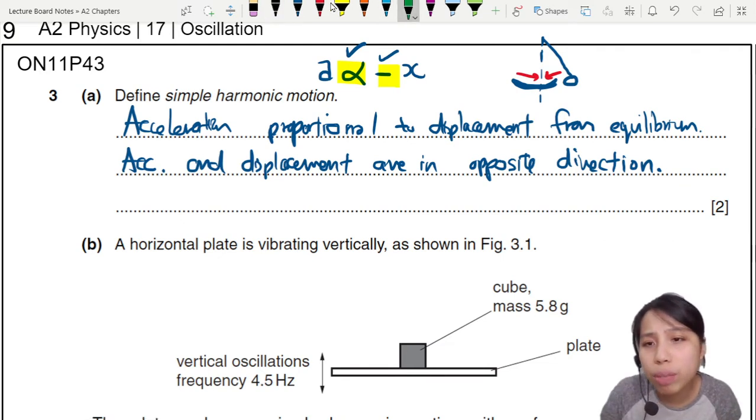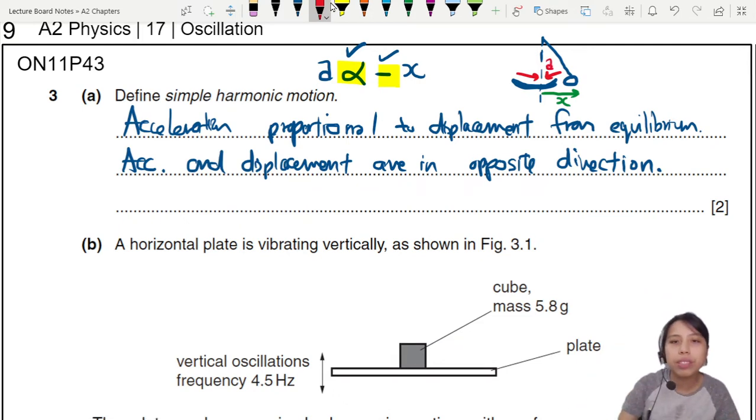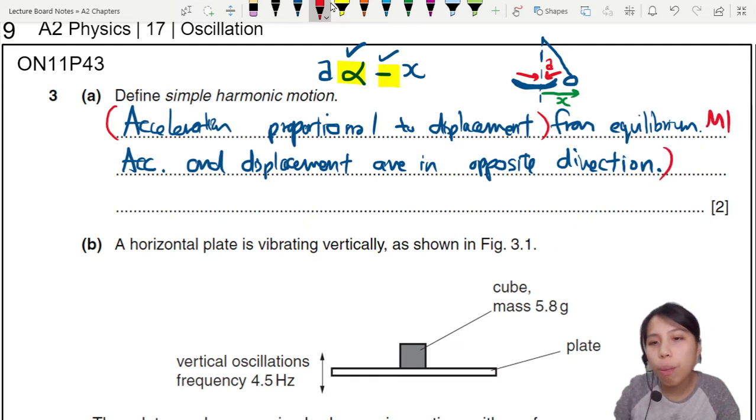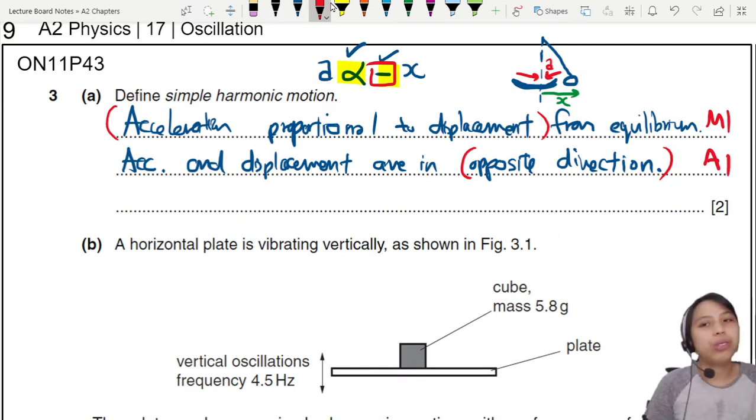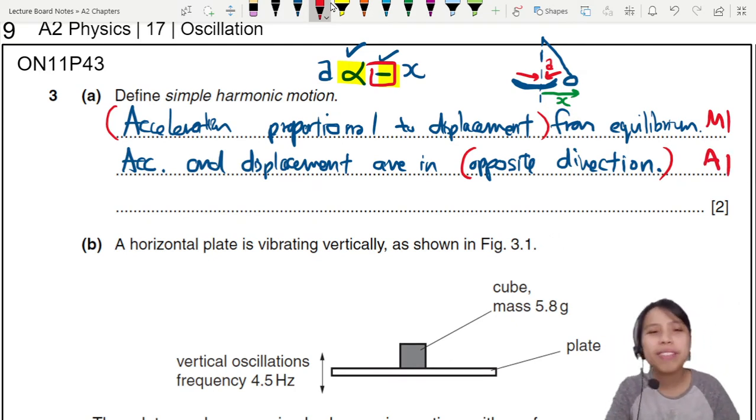So if you have a displacement, let's say to the right, you're going to have an acceleration towards the equilibrium position. So you see the arrows, orange and red and green, in opposite directions, right? That's why I got the negative sign. So here there are 2 marks. First, the proportionality: acceleration proportional to displacement. This is number 1. And the opposite direction, which is really the negative sign, will be the second idea about simple harmonic motion. These two are very important, must remember, okay?